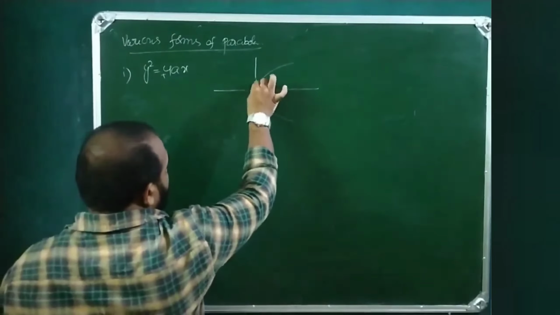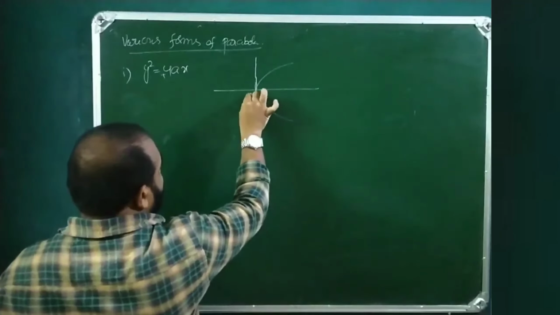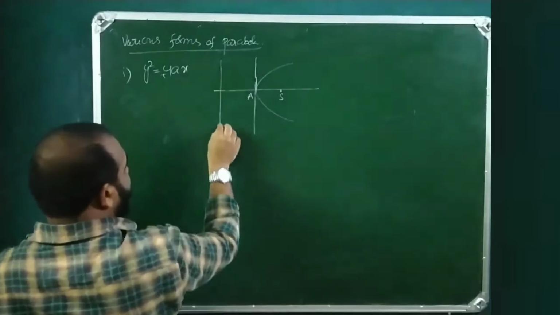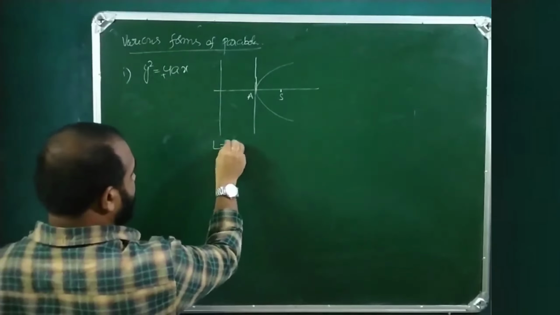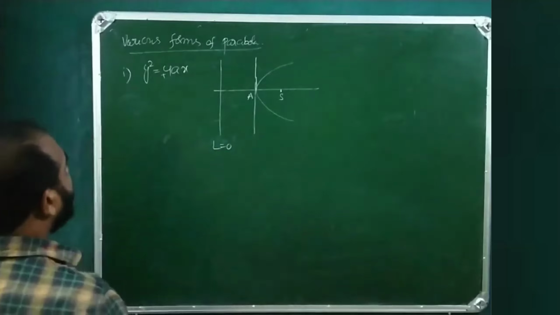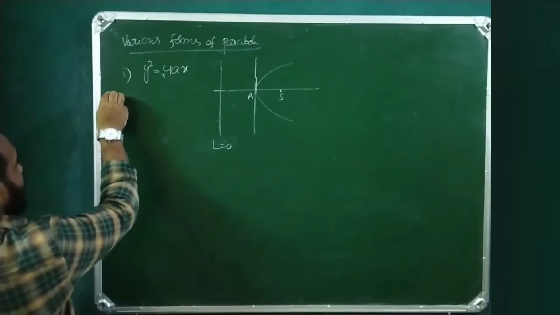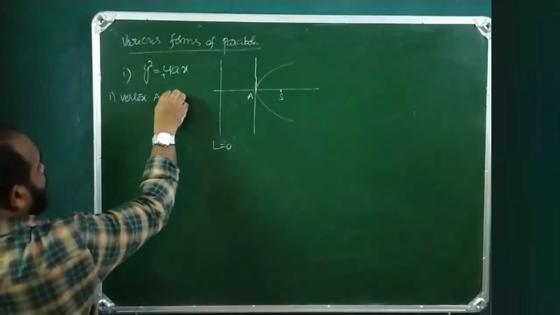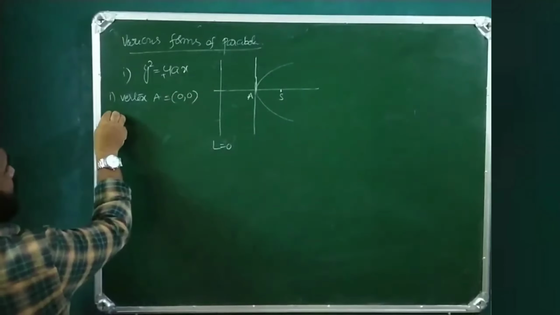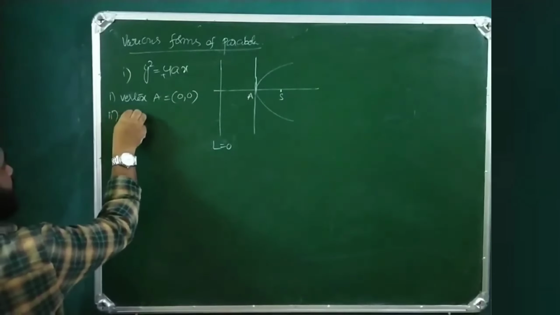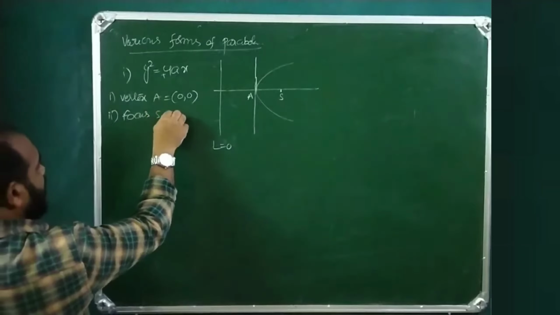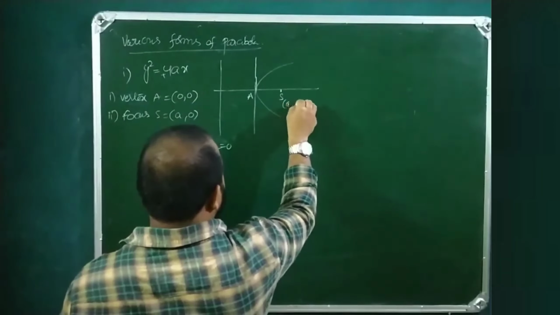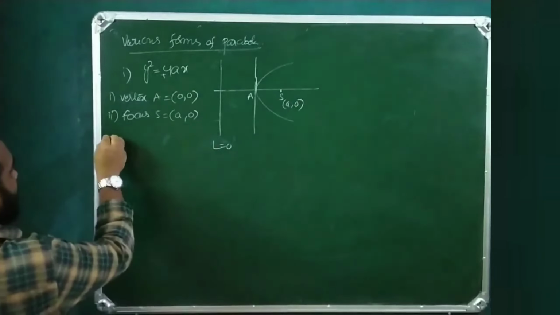Now, this is the vertex, this is the focus and this is the directrix. So let us write one after another. First, the vertex is (0, 0), the focus S is (a, 0).